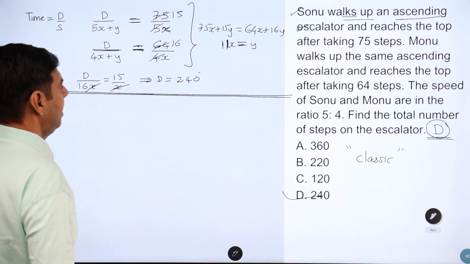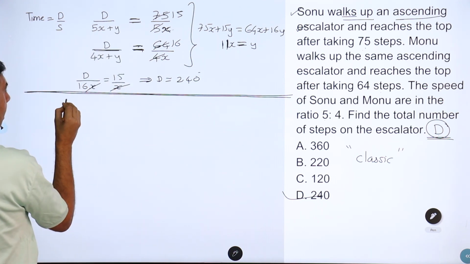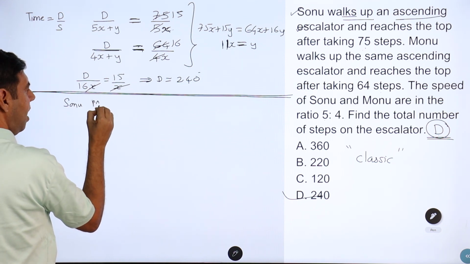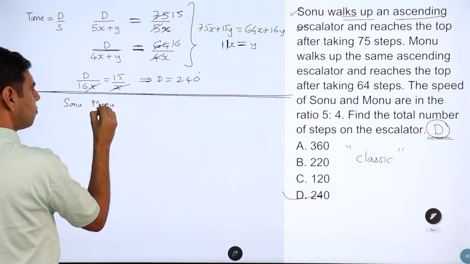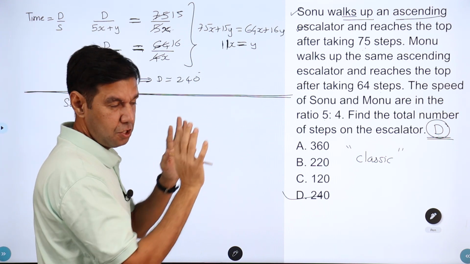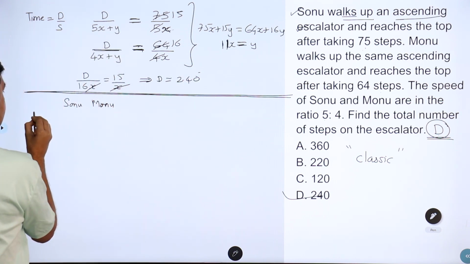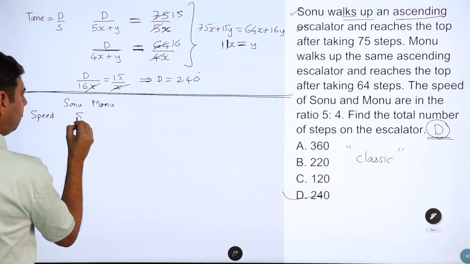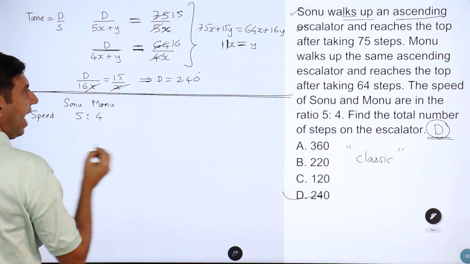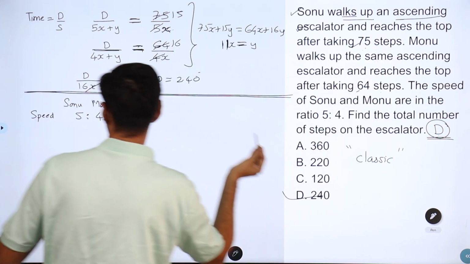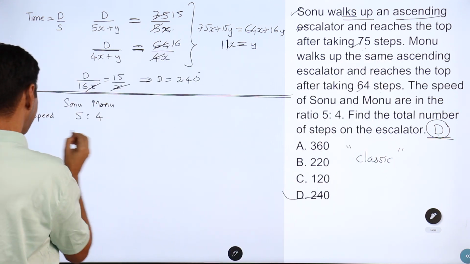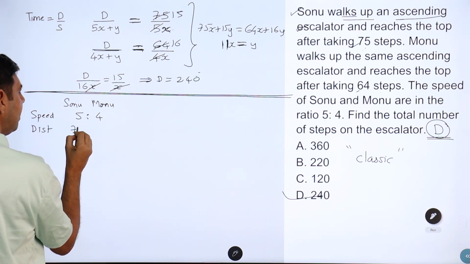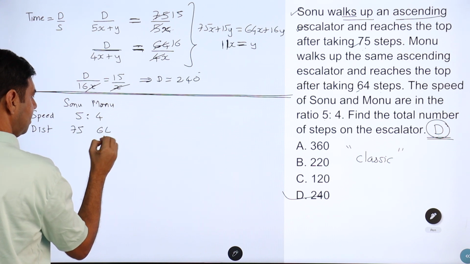Now, the preferred way: there's Sonu, there's Monu, and we are only talking about these two individuals, so chuck the escalator. It's directly given that their speeds are in the ratio 5:4. And these steps that are taken by them, not by anyone else, are nothing but distance. The distance is 75 steps for Sonu, and this one takes 64 steps.